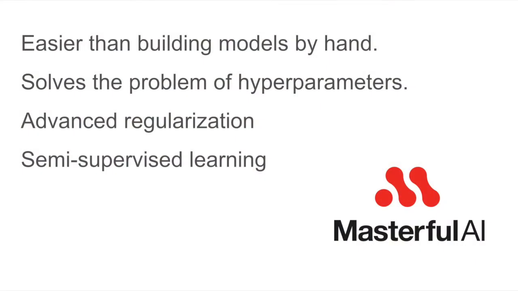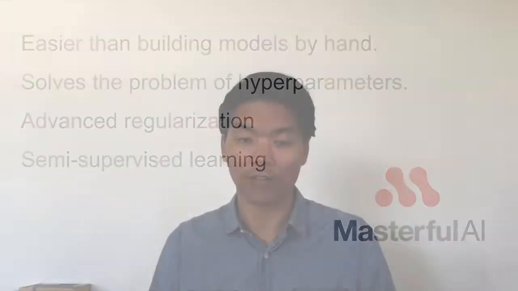Finally, Masterful gets you the best accuracy possible through two basic techniques. First is advanced regularization, and second is semi-supervised learning. Advanced regularization means that Masterful squeezes out all the information possible from your labeled training data. Semi-supervised learning means that Masterful also takes unlabeled data, namely images with no labels, and further increases the accuracy of models using that data.